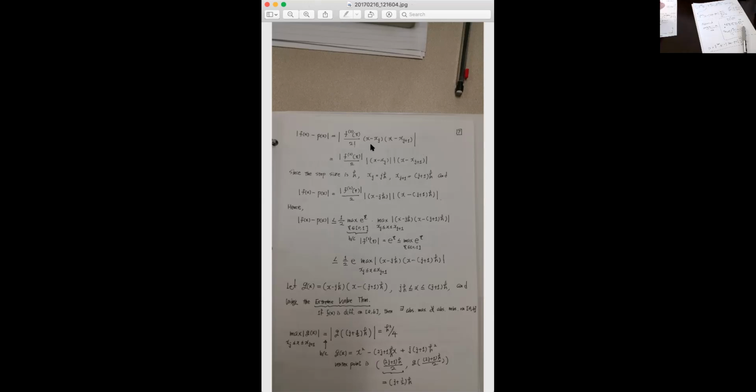Then we have (x minus xj) and (x minus xj plus 1). The absolute value of the product of terms is equal to the product of the absolute values of each term. Since h is the step size, xj is equal to j times h, and xj plus 1 is equal to (j plus 1) times h. That's the meaning of step size. So we plug in j times h for xj and (j plus 1) times h for xj plus 1, and we get this.